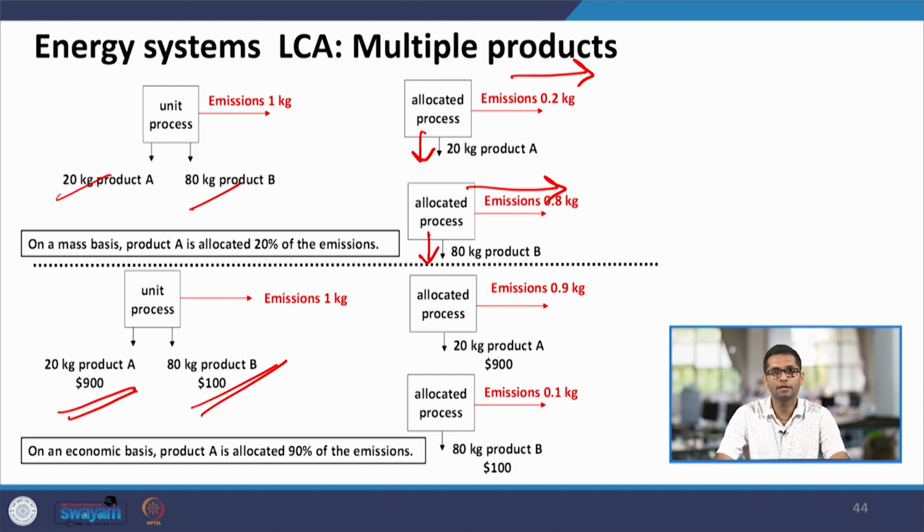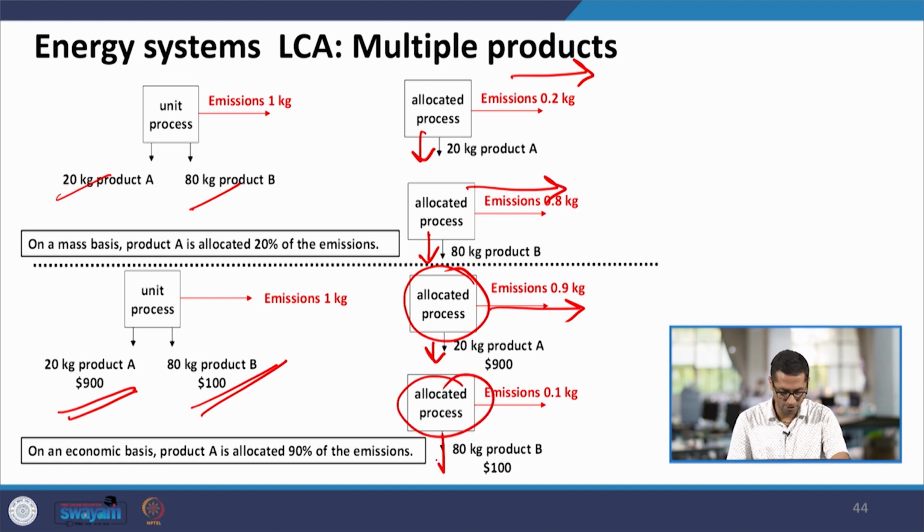And if I go with an allocation that is based upon economic analysis, the emissions would become almost opposite. In that case, 90% of the emissions are associated with the production of product A, and just 10% of emissions are associated with the production of product B. So in the figure on the bottom right hand side, we would have the process divided into two processes. One process produces 20 kgs of product A, and the emissions are 0.9 kgs, whereas the other produces 80 kgs of product B, but the market value is quite less, and the emissions associated are very small as well.